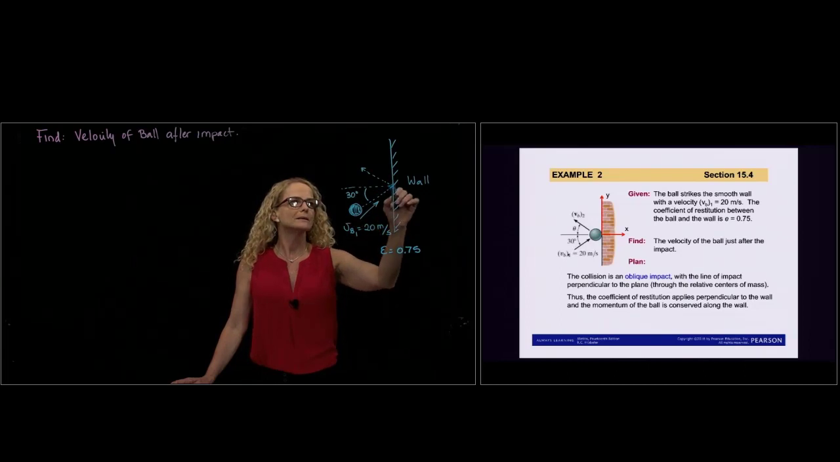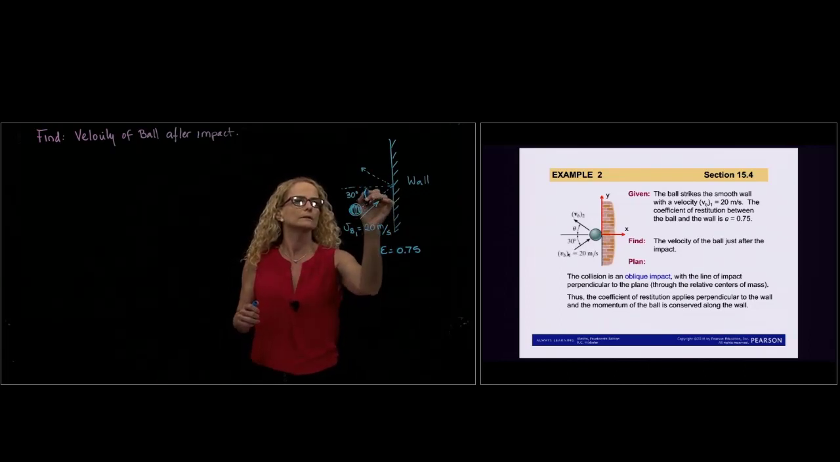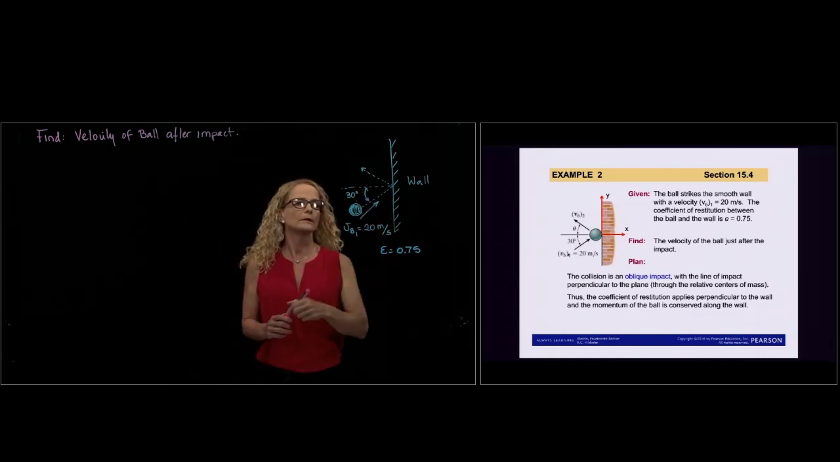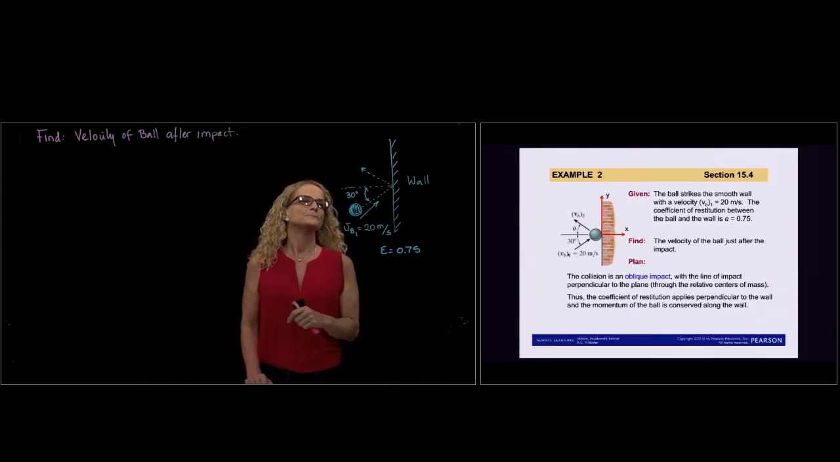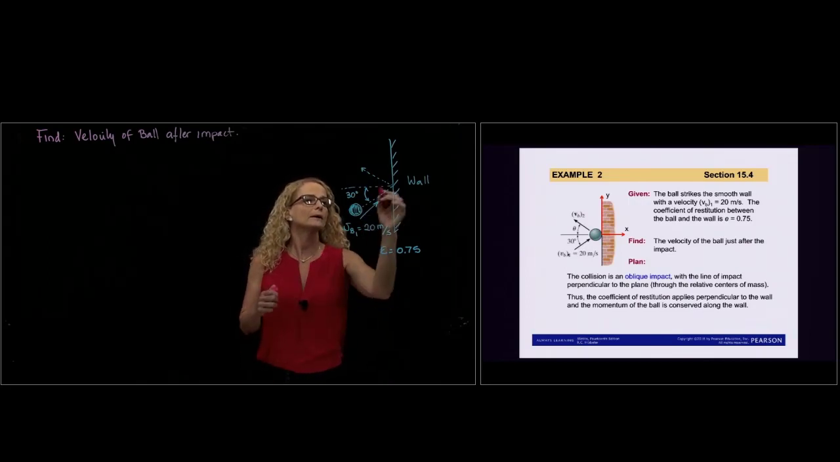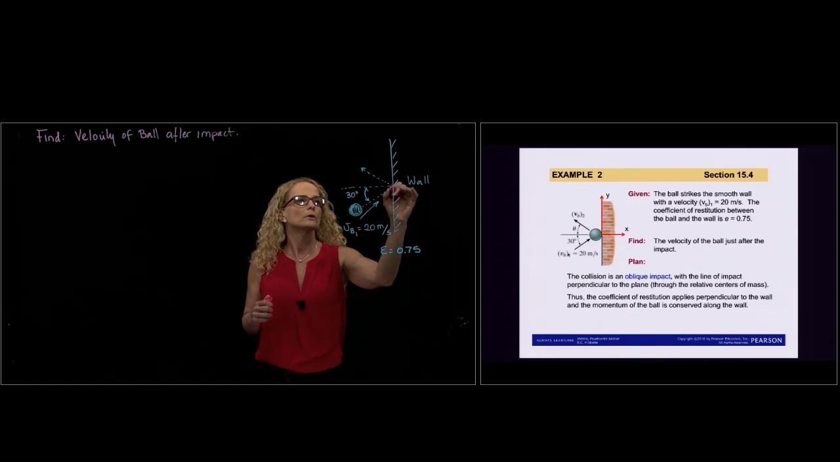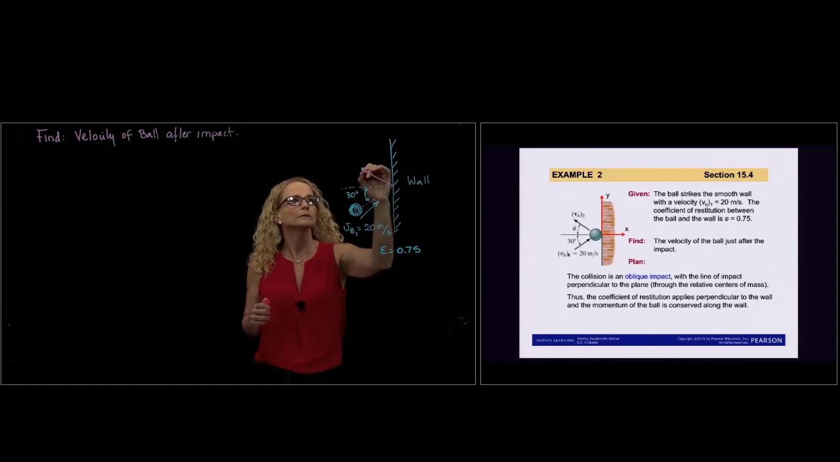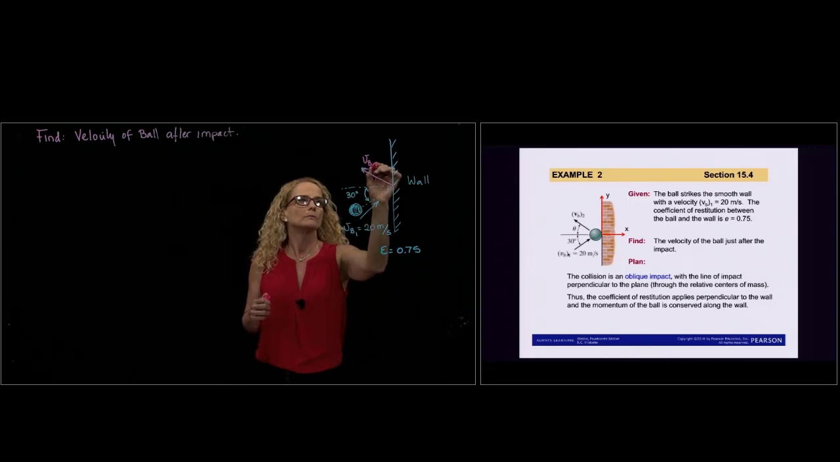So it hits the wall and they gave us the direction 30 degrees under, and it collides right here and it goes to the other direction. So we are asked to find this velocity, which we can call velocity of ball 2.